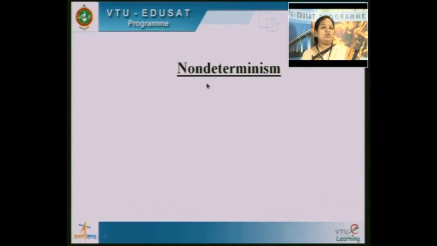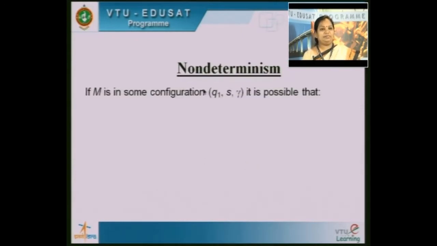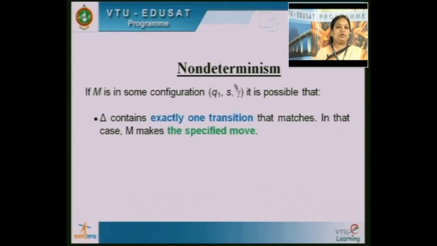Next terminology: what do you mean by non-determinism? If M is in some configuration (q1, s, gamma), it is possible that for this one configuration, the delta contains exactly one transition that matches, only one transition for this configuration. In that case, M makes one specific move, which is a specified move.